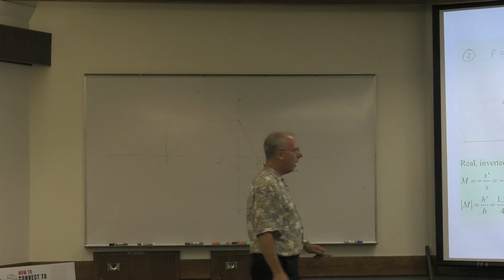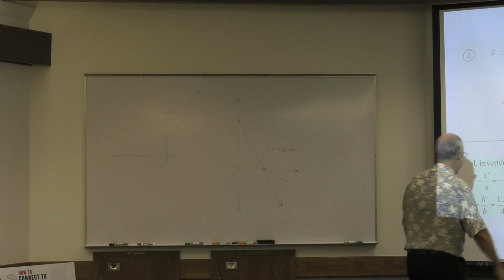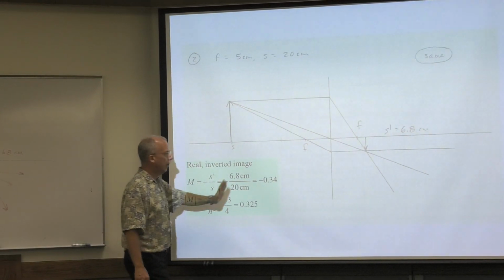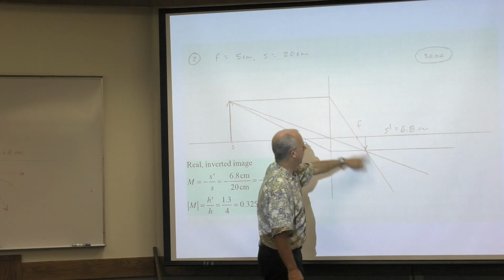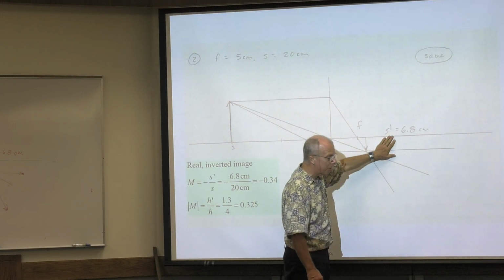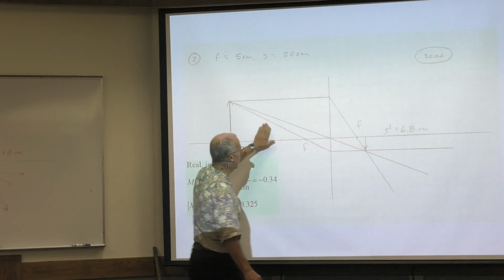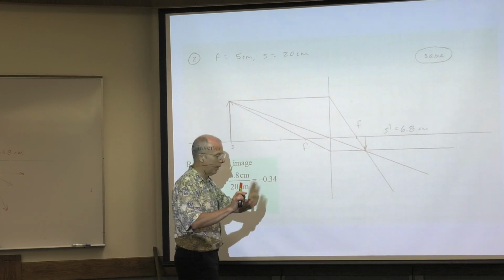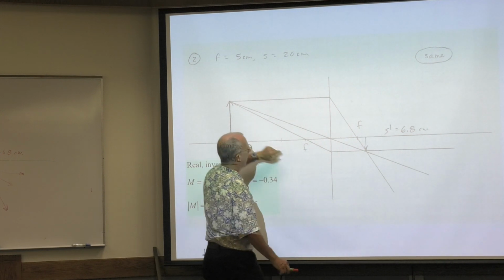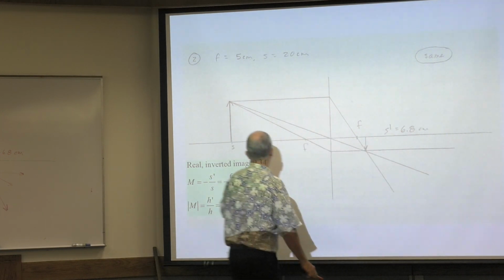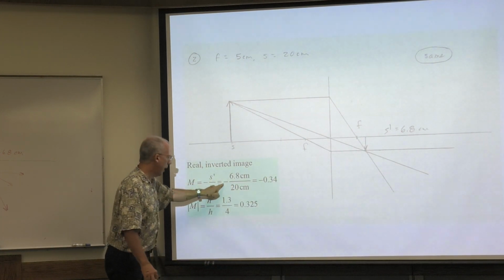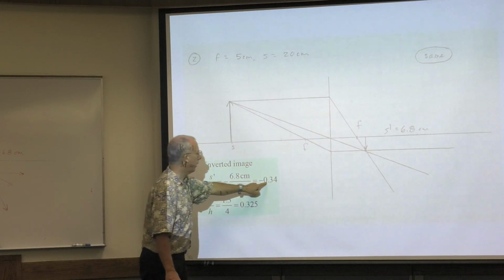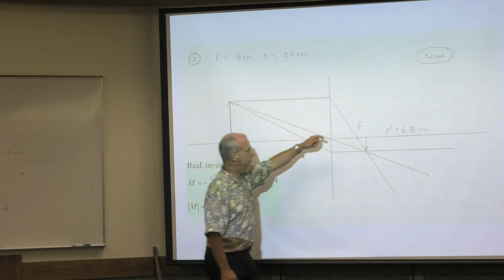So there's my nice drawing. Hey, what do you know? All right, so the magnification minus S prime over S. If it's a real image, S prime is defined to be positive. If it were a virtual image over here, S prime would be defined to be negative. There's tables in the book that explain all this stuff. But I'll show you later. All right, so S prime is positive 6.8. So we have minus 6.8, and S was 20. So magnification is 0.34, and it's negative, which means it's inverted.